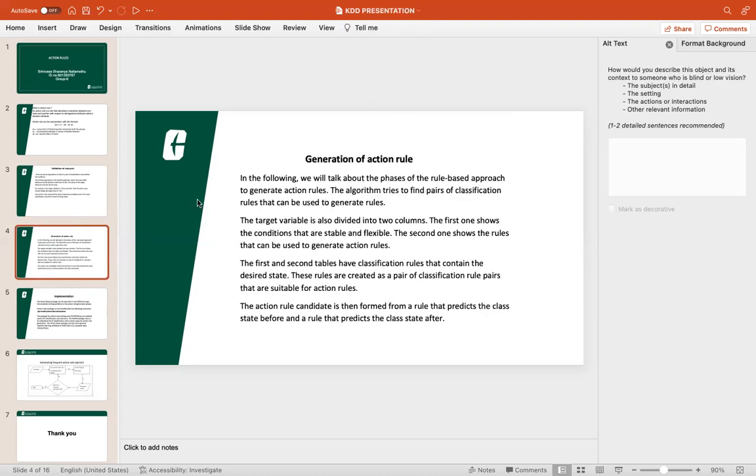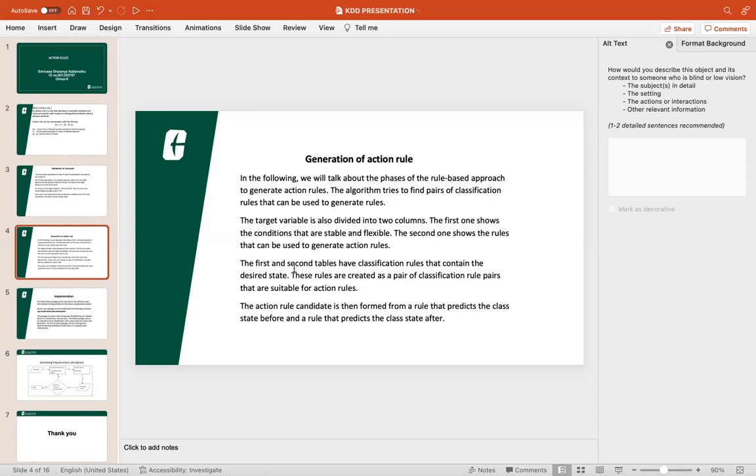Now let us see the generation of action rules. Here we'll talk about the steps of the rule-based approach, which is used to generate action rules. This rule-based approach algorithm tries to find pairs of classification rules that can be used to generate action rules. The target value is divided into two columns, in which the first column shows the conditions that are stable and the flexible ones, and the second one shows the rules that can be used to generate the action rules.